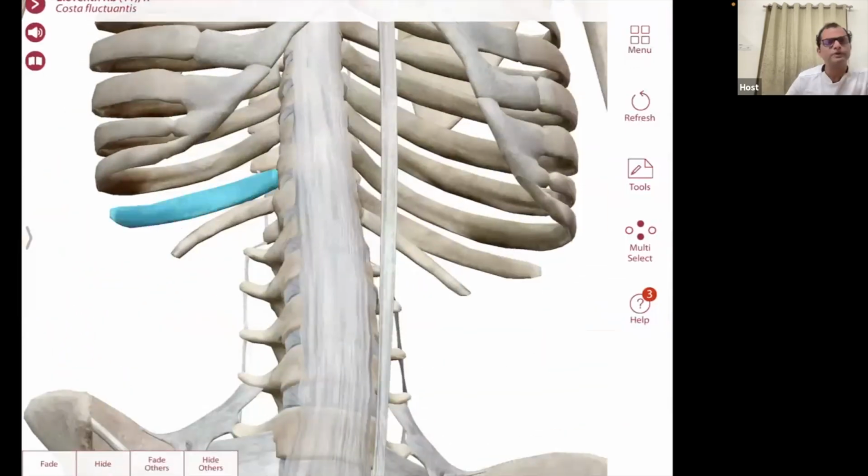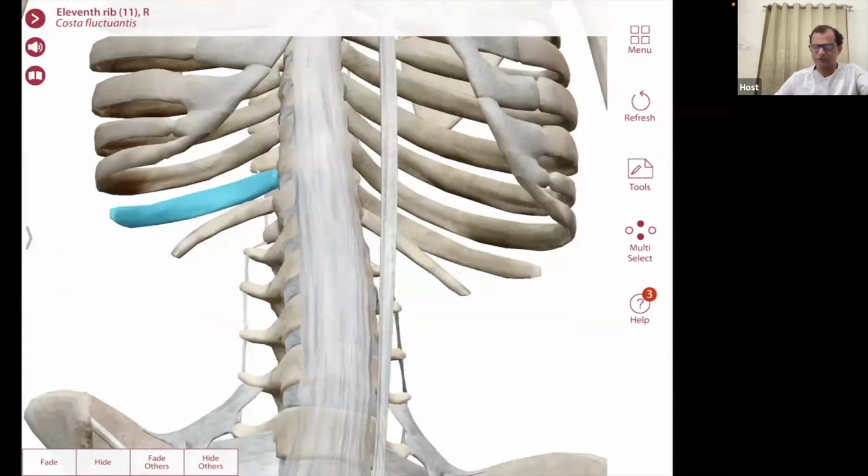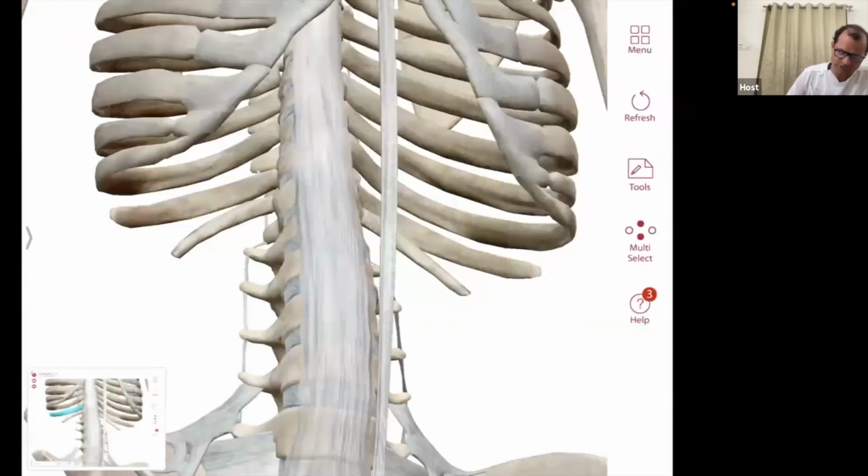This one. So here the liver 13 point is located. So we are trying to palpate this area.